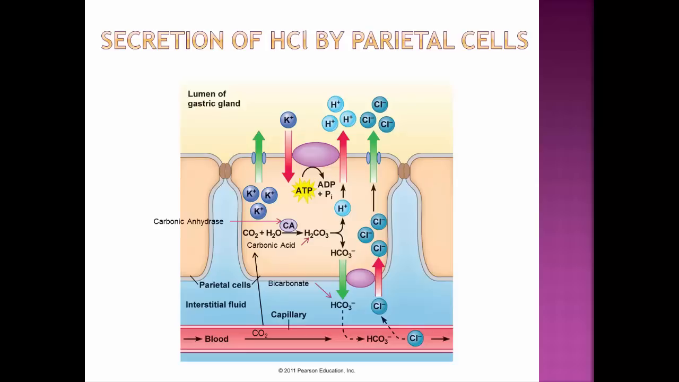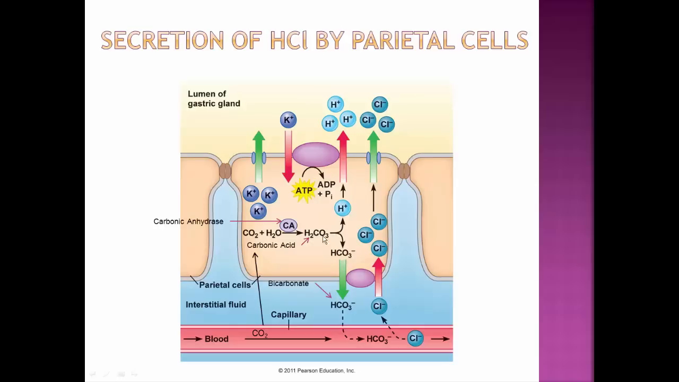Now, how do we make the hydrochloric acid to be secreted in these parietal cells? That's the subject of this slide. So it's a little chemistry involved. We have CO2 circulating in our blood. That CO2 is going to diffuse into the parietal cells. Now, CO2 will combine with water and form carbonic acid. Okay? And it does this because of the presence of an enzyme, carbonic anhydrase.